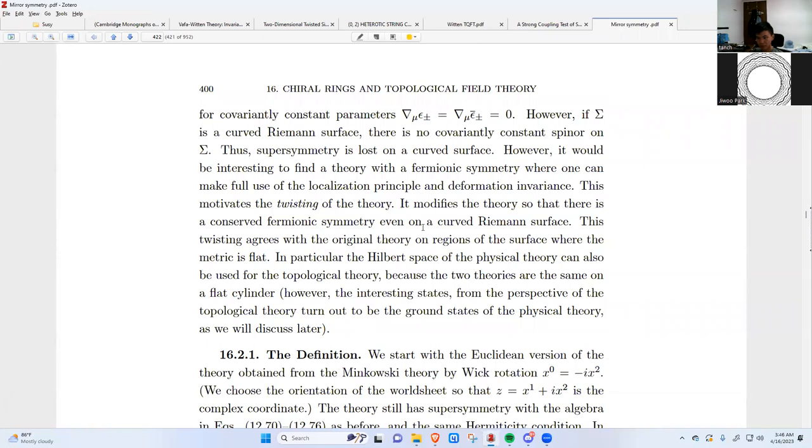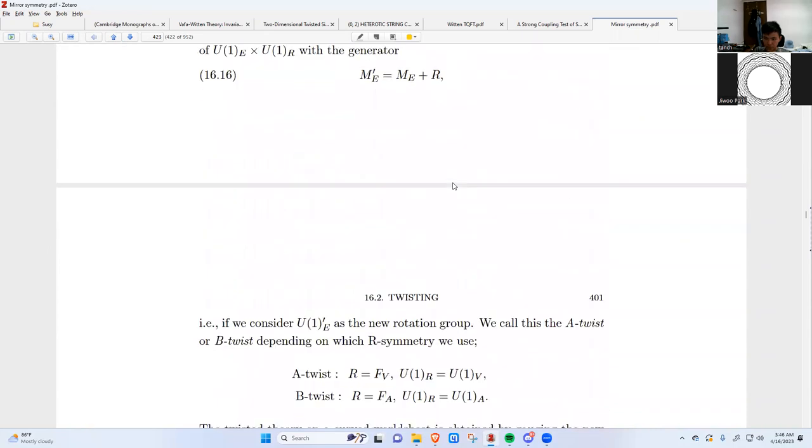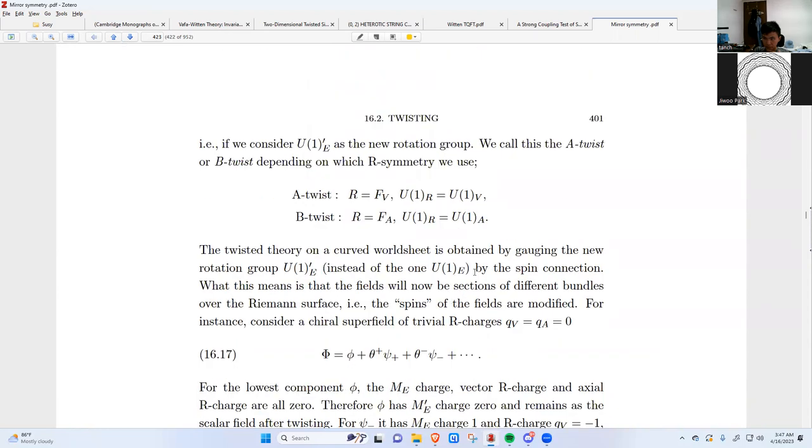Let's see here. Wait a minute. Wait, I think that, wait a minute. This does have to do with gauge theory, I think. Oh. Right, because on page 401, they talk about gauging the new rotation group. Huh. Let's see. So this is about that. By the spin connection, what do they mean by that?